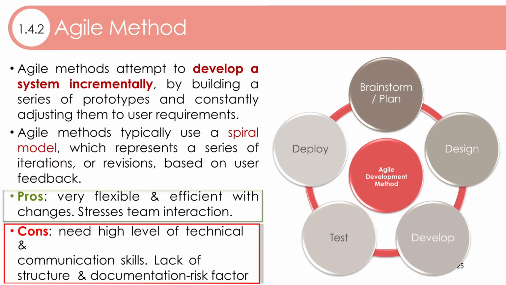And if the project needs to be enhanced or amended, then the team will amend it according to the user's preferences. So we can see here that agile method typically uses a spiral model, which represents a series of iterations or revisions based on user feedback. It starts from brainstorming or the plan, and then the team will design the system, and then they will develop the project. They test the project or the module, and then it is deployed.